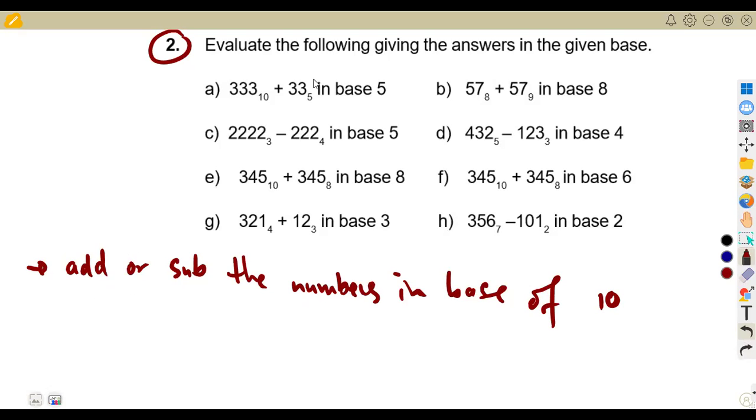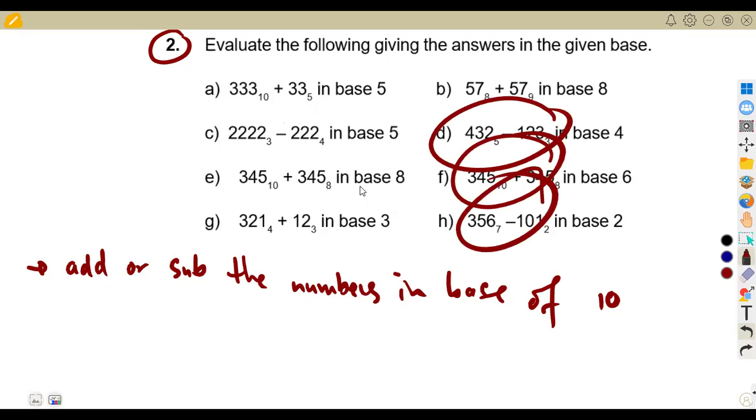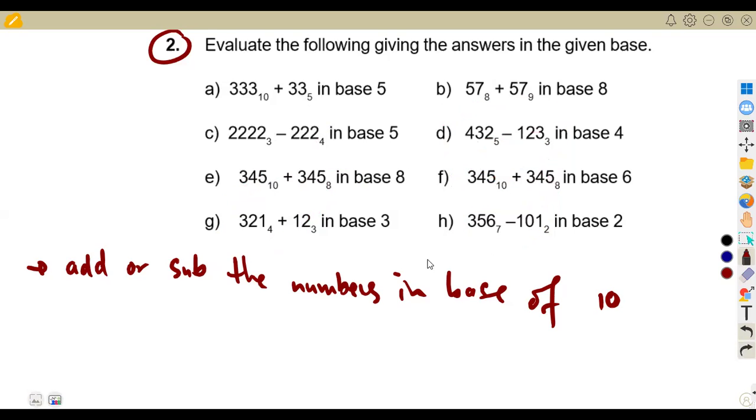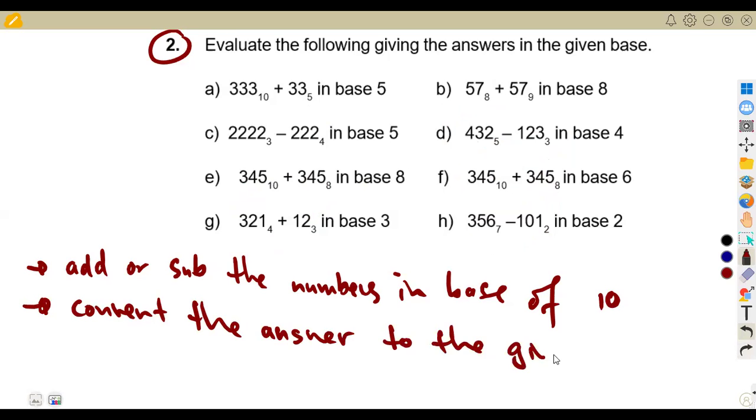So meaning to say you have converted your numbers to base 10, whatever condition that you have. You are now converting everything to base 10. You add those numbers in base 10. Then finally, you have to convert your answer to the given base. That is how we can have it.